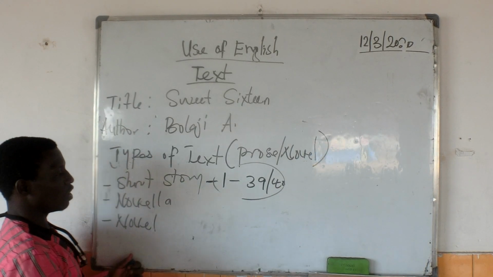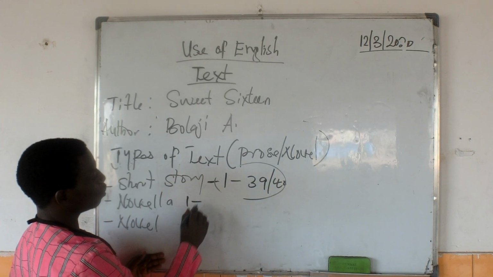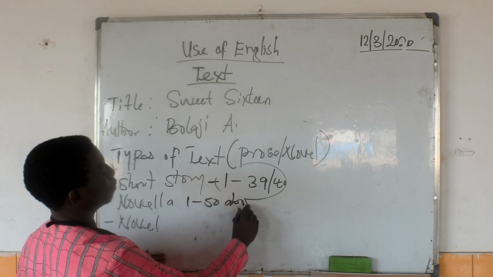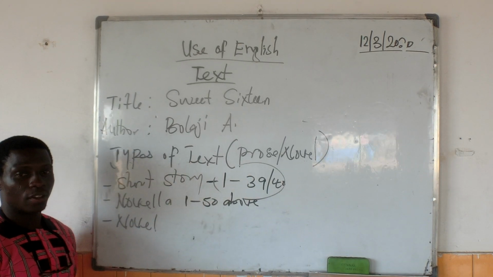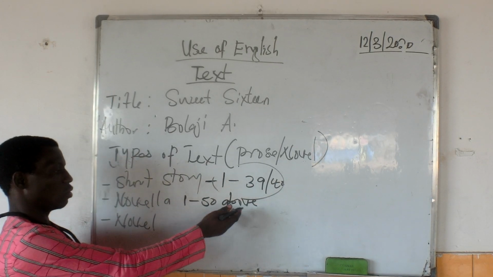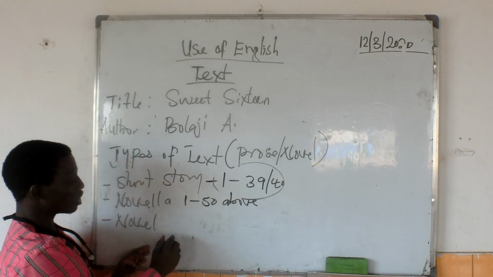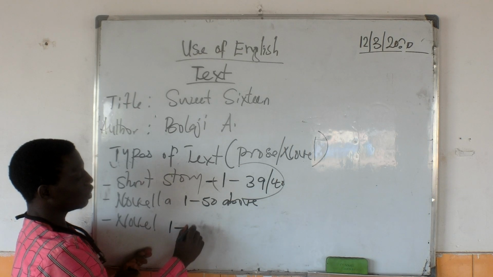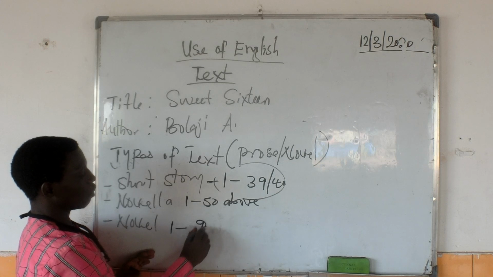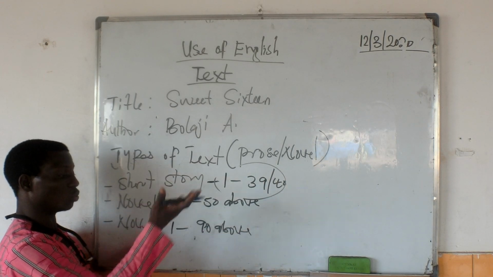They want to talk of novella by volume. It ranges between page 1 to 50 and above. Are you getting it now? 60, 69, thereabouts. So that is what we call novella. But it is not up to a novel, because a novel ranges from 90 pages and above. Novel ranges from 1 to 90 and above.